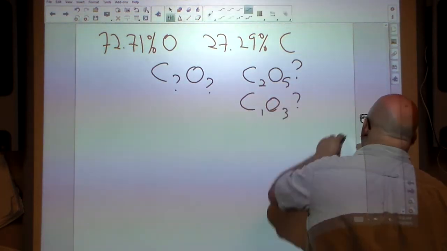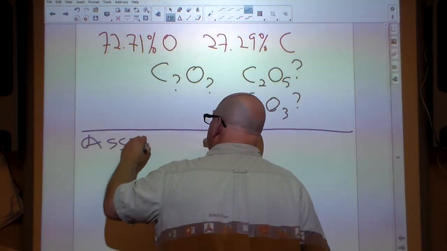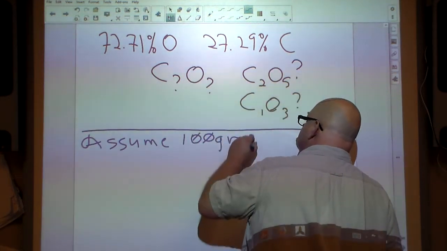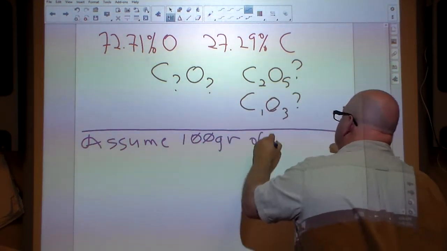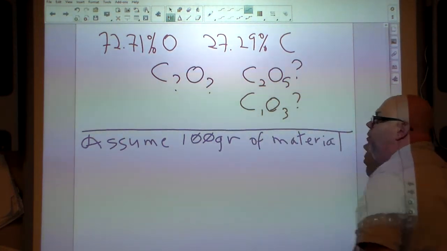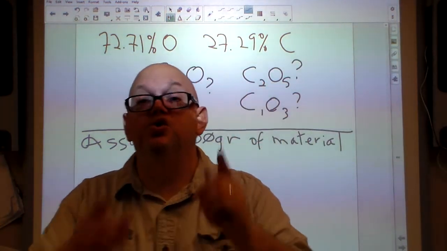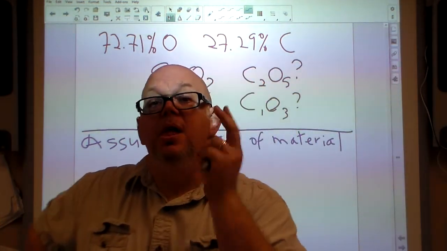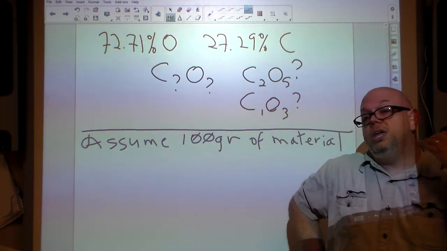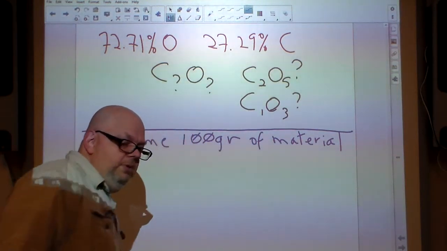Well, the first thing we want to do is assume 100 grams of material. We're going to assume 100 grams of material. Now, why in the world are we doing that? Because we want to make this simple, simple for the rest of us. We can do calculations easier if we assume 100 grams of the material.